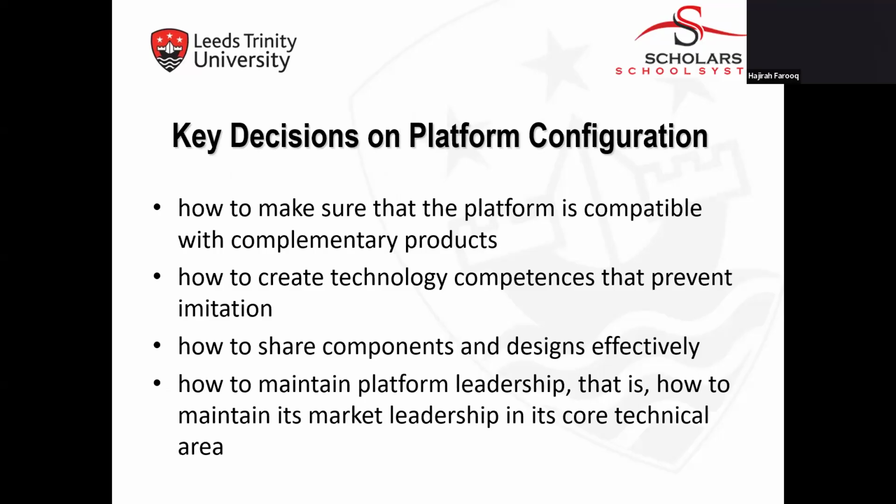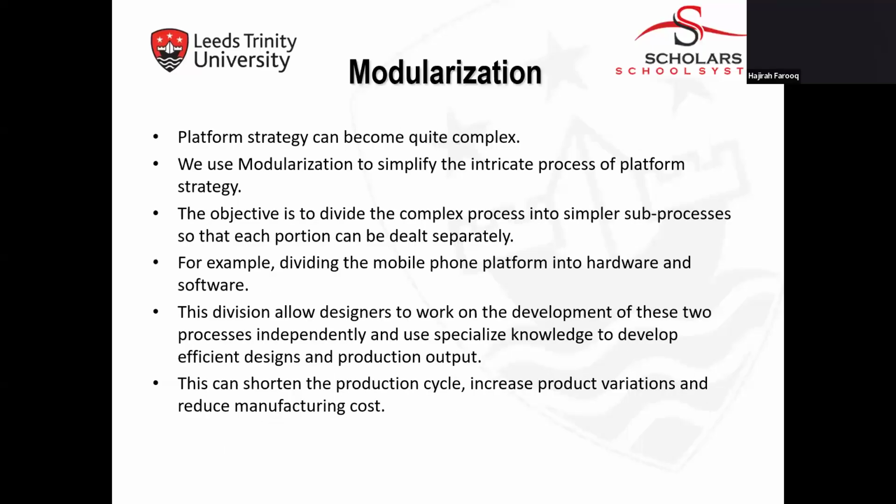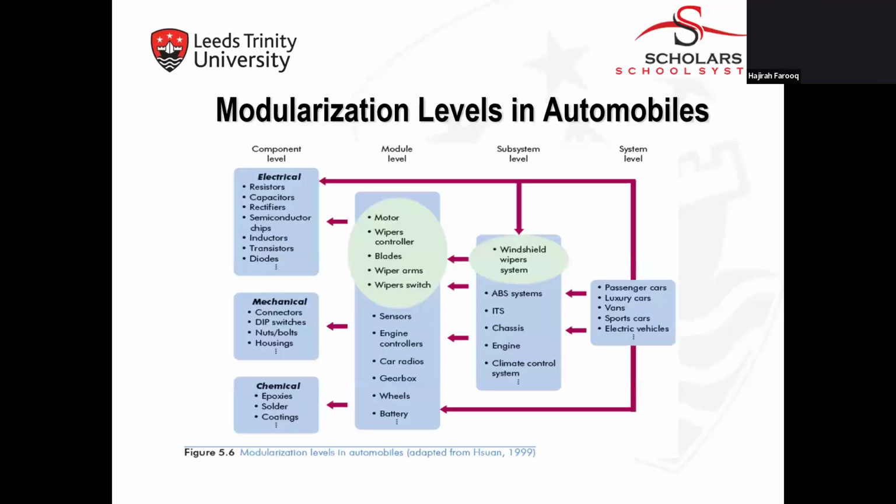Then we discussed key decisions on platform configuration, such as how to make sure that the platform is compatible with complementary products, how to create technology competences that prevent imitation, how to share components and designs effectively, and how to maintain platform leadership, that is, how to maintain its market leadership in its core technical area. Then we discussed modularization and the different levels of modularization in automobiles. As an example, this diagram was discussed.